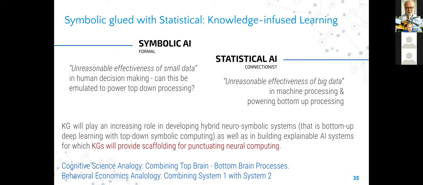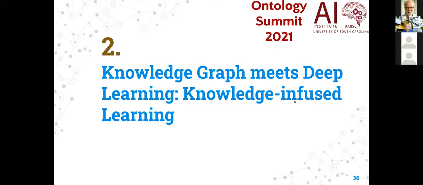Basically, knowledge graphs here provide scaffolding to punctuate neural computing. Imagine that there is a trellis, and you are training your vine on the trellis. You are able to structure what's going on, which is highly opaque, into something that is a lot more meaningful, and you take it through the path that you understand. And then you can interpret it better and explain it better. So again, that analogy is at the bottom, as I mentioned.